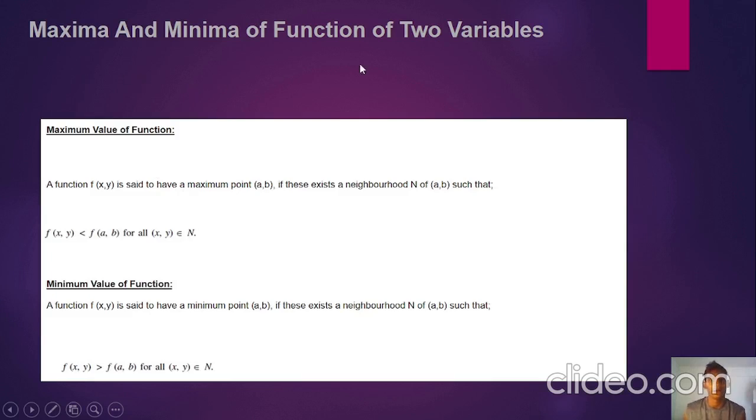Maxima and minima of functions of two variables. Maximum value of a function: a function f(x,y) is said to have a maximum at the point (a,b) if there exists a neighborhood N of (a,b) such that f(x,y) is less than f(a,b) for all (x,y) in the neighborhood. Minimum value of a function: a function f(x,y) is said to have a minimum at the point (a,b) if there exists a neighborhood N of (a,b) such that f(x,y) is greater than f(a,b) for all (x,y) in the neighborhood.